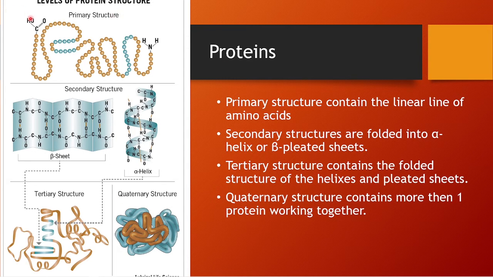So primary, single line. Secondary structure, alpha helixes or beta pleated sheets. Tertiary structure, folding around those and having molecular bonds between different sections of the protein. And quaternary structures, multiple proteins coming together.